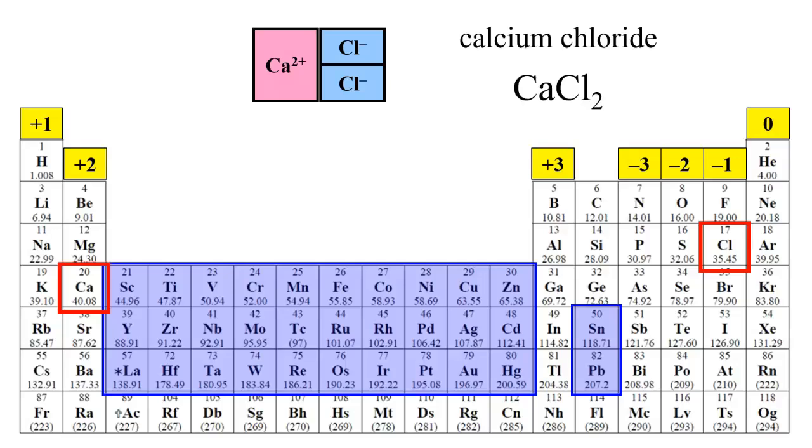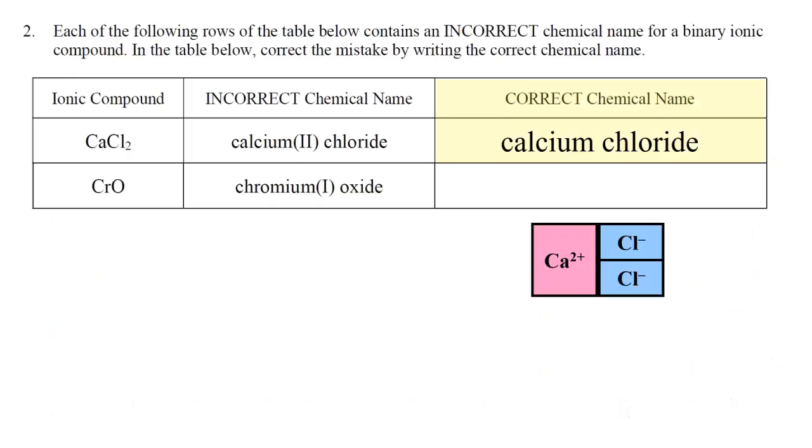But the correct chemical name for this substance is not calcium Roman numeral 2 chloride, but just simply calcium chloride. So I'm going to write the correct chemical name, calcium chloride, in that column.